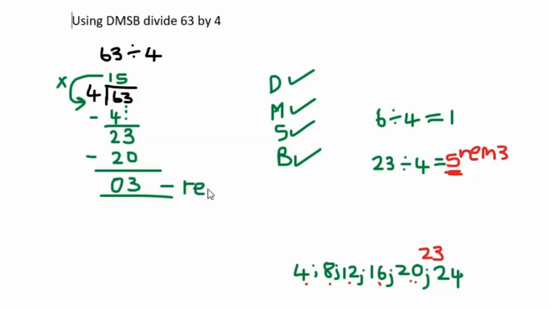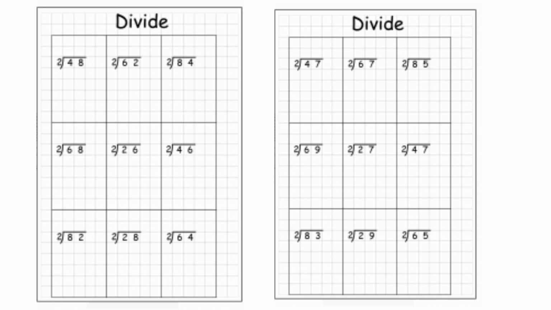And 15 is our quotient. So therefore 63 divided by 4 is 15, remainder 3. For practice, try these sums by yourself.